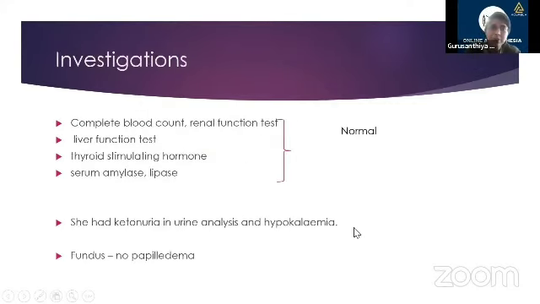During her course in the hospital, she was also investigated in the antenatal period and during the admission to evaluate the cause for hyperemesis gravidarum, if any was missed. The complete blood count, renal function test, liver function test, thyroid stimulating hormone, because hyperthyroidism can precipitate hyperemesis gravidarum. Serum amylase and lipase were done to rule out acute pancreatitis. All were normal. We also made her undergo a fundus examination to rule out any ICP rise, and there was no papilledema.